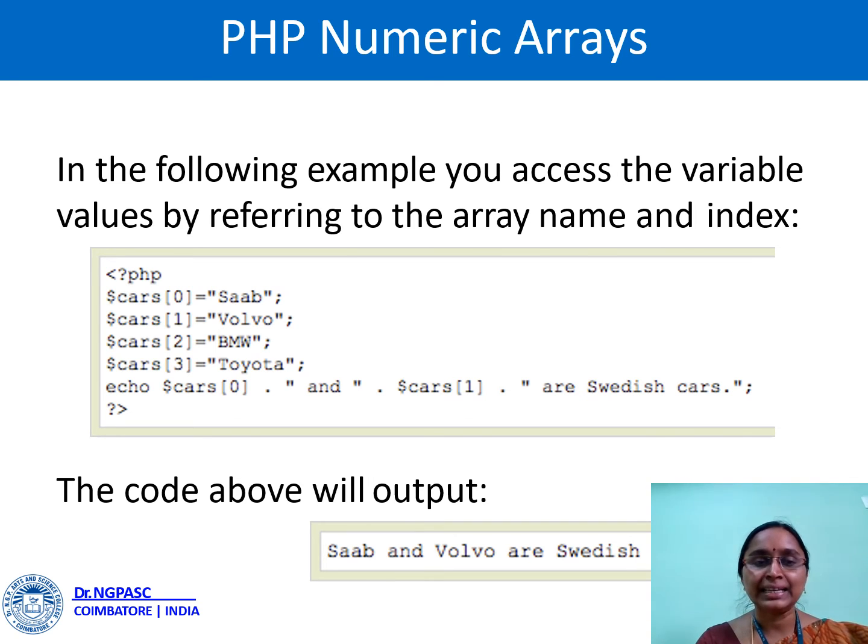Then we can print the statement using the echo statement, cars[0] and cars[1]. In that statement, cars[0] has the value Saab, and cars[1] has the value Volvo. So both values are printed in this statement. Likewise, we can directly assign the index value along with the value of the array variable, or we can use the automatic increase process of the index value of the array.